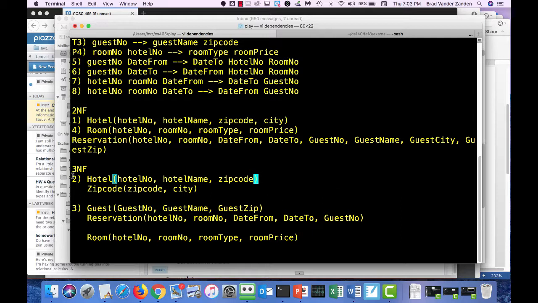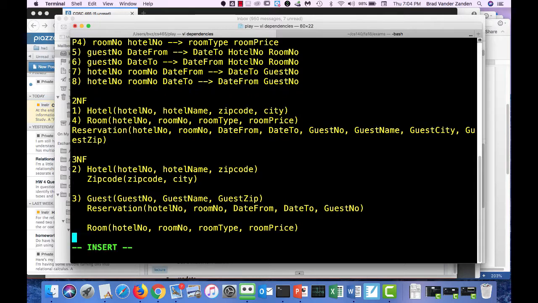And again, 2 reflects the 2 relations we get by decomposing the hotel relation using transitive dependency 2, and the guest and reservation relation down here are the 2 relations we get by decomposing using the third dependency. Now you may wonder what happens with dependencies 5, 6, and 8, and the answer is they're not used in the normalization process, and the reason is they represent, in effect, candidate dependencies.